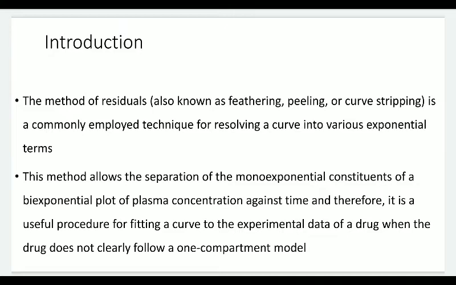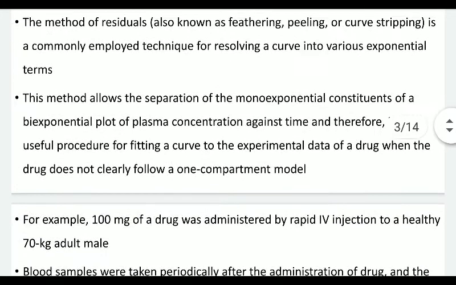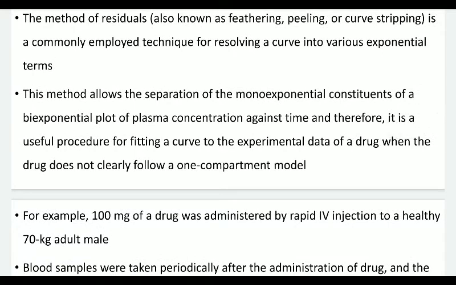This method allows the separation of the mono-exponential constituents of a bi-exponential plot of plasma concentration against time, and therefore it is a useful procedure for fitting a curve to the experimental data of a drug when the drug does not clearly follow a one compartment model.